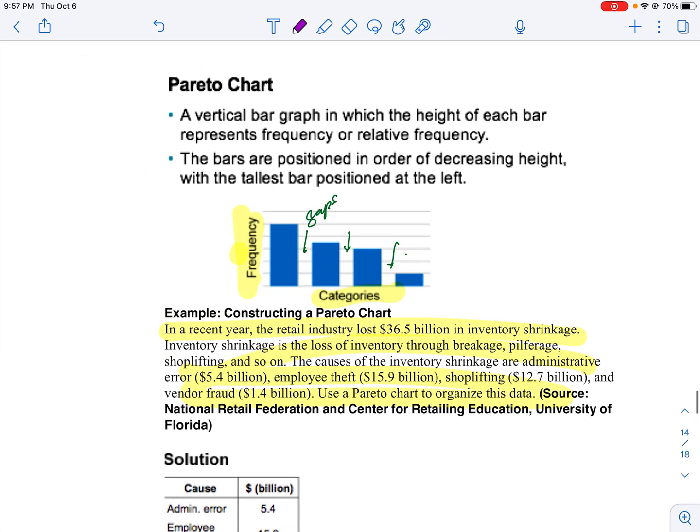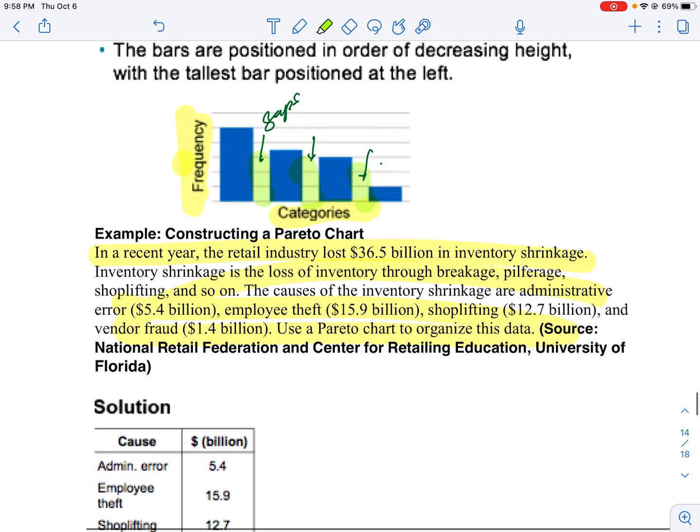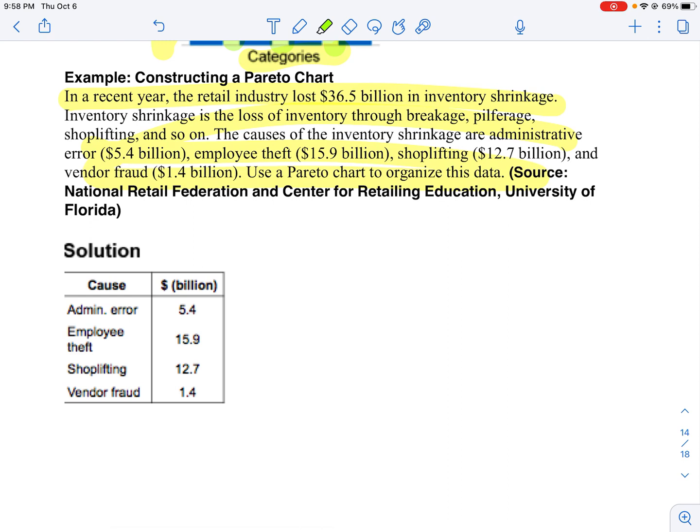Let's talk about the Pareto chart, shall we? The Pareto chart is a vertical bar graph, but notice there's space, in which the height of each bar represents frequency or relative frequency. The bars are positioned in order of decreasing height with the tallest bar positioned at the left. So here, for example, it says in a recent year, the retail industry lost $36.5 billion in inventory shrinkage. Inventory shrinkage, what is that? It is the loss of inventory through breakage, pilferage, shoplifting, and so on. The causes of the inventory shrinkage are administrative error, employee theft, shoplifting, and vendor fraud.